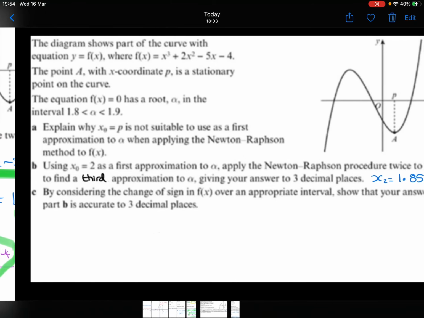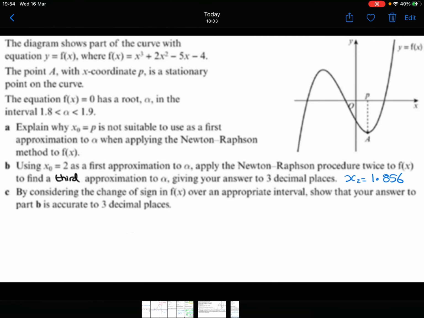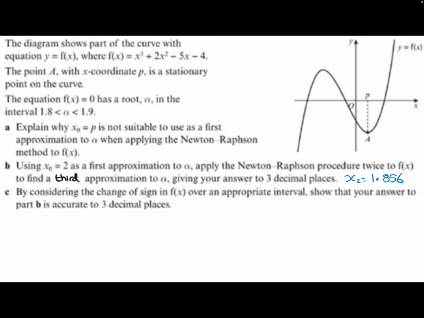There is a part C to this question, which is just confirming how good our answer is, really. Part C, by considering the change of sign in f of x over an appropriate interval, show that your answer to part B is accurate to 3 decimal places. This is actually just a callback to what we did on sheet 1 of this topic, where we looked for sign changes in intervals. So this will allow us to prove that the answer is in fact 1.856 to 3 decimal places.